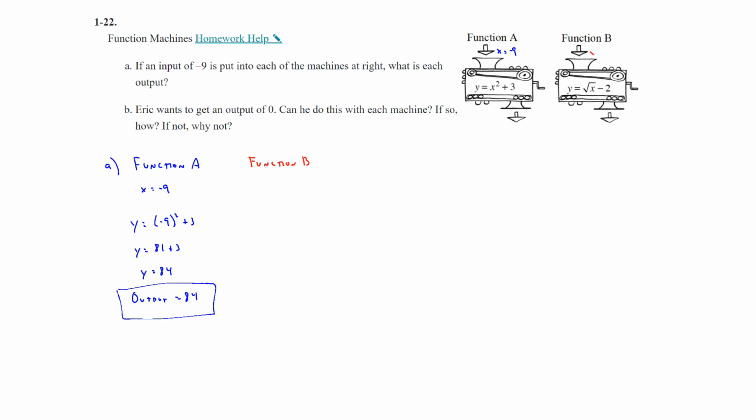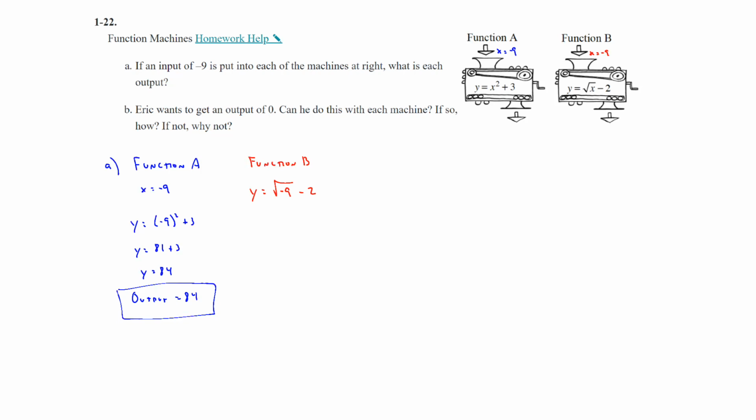We also have the second function we're also going to look at, function B. And once again, x is equal to -9. So we have y equals the square root of x, or in this case, the square root of -9, minus 2. Now, you might try to take the square root of -9 and maybe say it's -3. But -3 times -3 is a positive 9. So that's not going to work out.